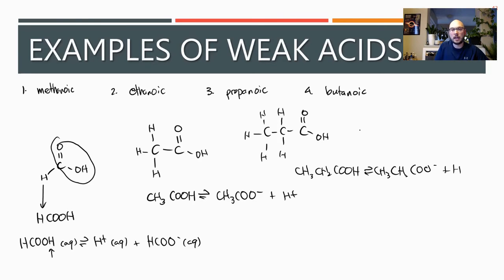Right? So its bond line would look like this. We've got our 4 carbons, and then on this last carbon, we're going to have our OH group and a double bond. Right, so there's butanoic acid. We can get more complex versions of these. This one here is called benzoic acid.